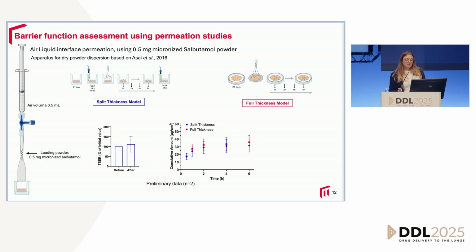There are maybe two explanations to that. First one, it has been shown that air-liquid permeation is higher than liquid permeation. Second one is because of our protocol. Here we have 0.5 milligram of powder, and we know we have approximately 50% of that powder that actually ends up on the sample. And it's much higher than in the liquid permeation where we had like 120 microgram of salbutamol.